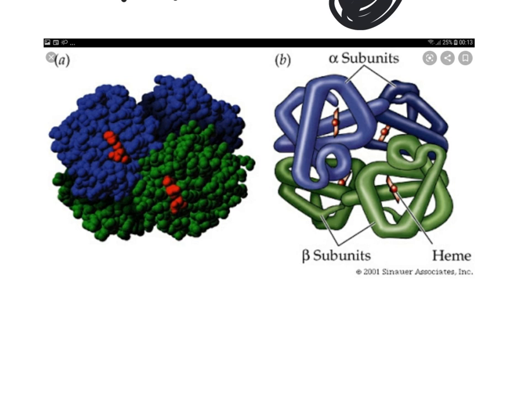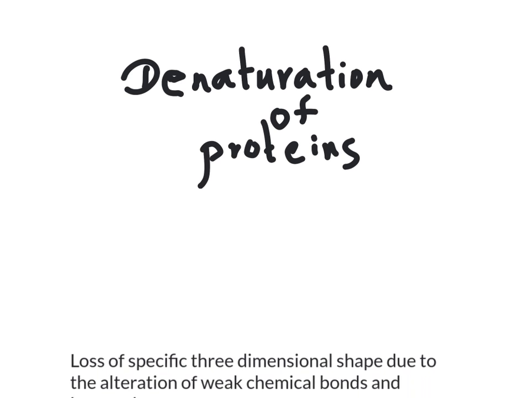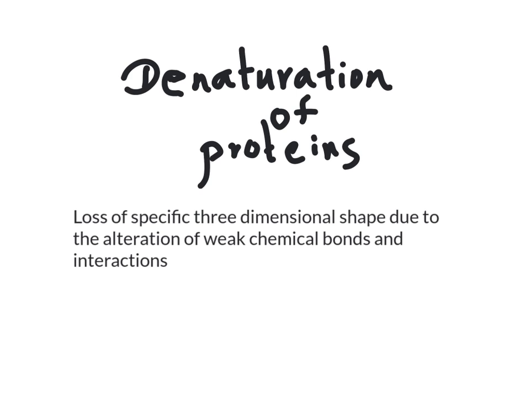And collagen, which is in your bone, is also an example of quaternary structure. So what is denaturation of proteins? Denature means they break down, or the loss of the 3D shape of the proteins. So this is the definition: loss of specific 3-dimensional shape due to the alteration of weak chemical bonds and interactions.